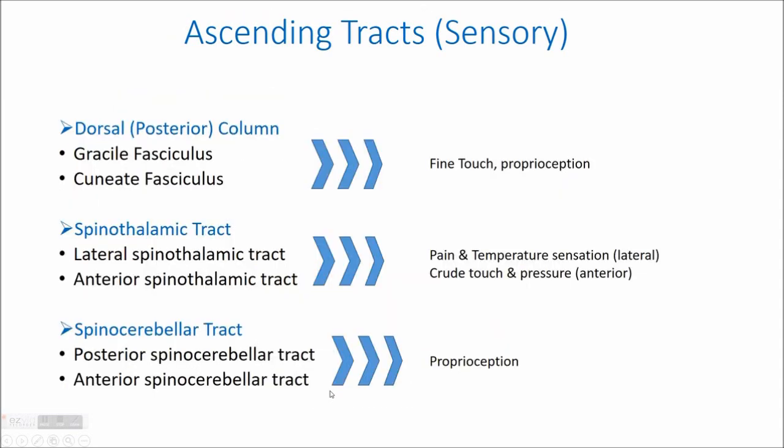Now, what are the functions of these columns? So the dorsal column, sometimes known as the posterior column medial lemniscus pathway, is made up of the gracile and the cuneate fasciculi. And the fasciculus is a bundle of nerves, and they're responsible for fine touch, proprioception, which is joint position, and vibration. The spinothalamic tract, made up of the lateral tract, which is important for pain and temperature sensation, and the anterior spinothalamic tract, which is important in crude touch and pressure. And thirdly, the spinocerebellar tract, which is made up of the anterior and posterior tract, and they are responsible for proprioception.